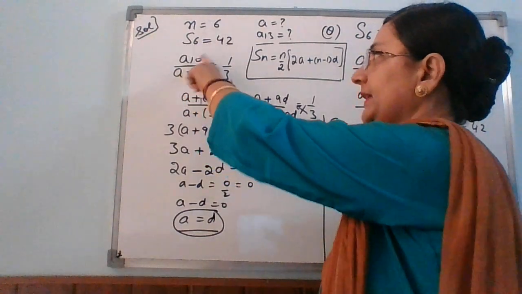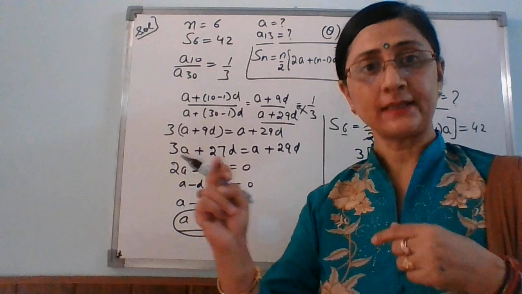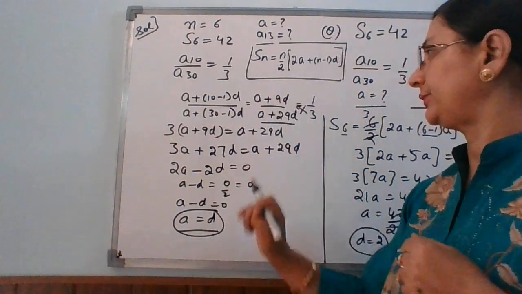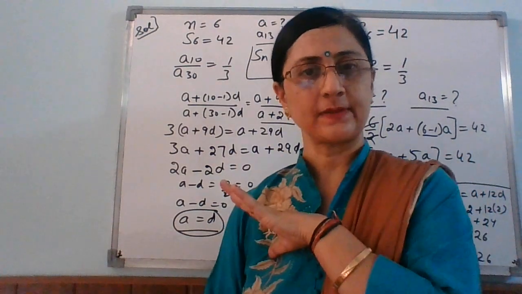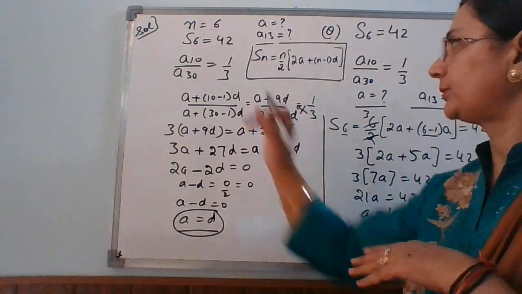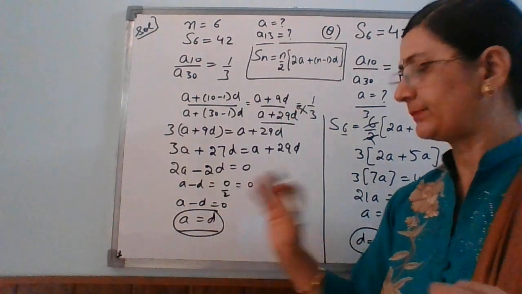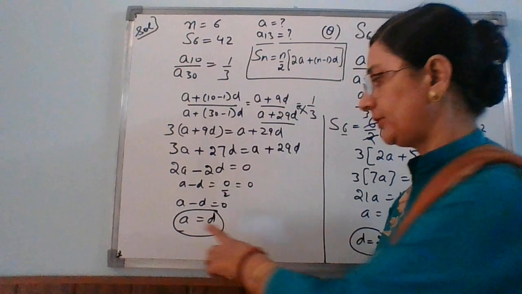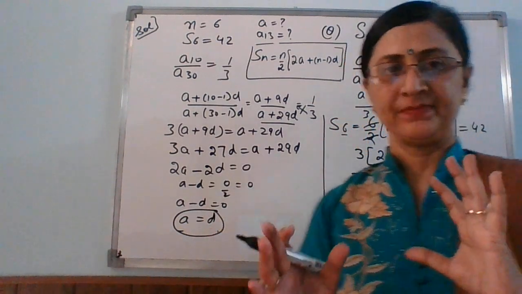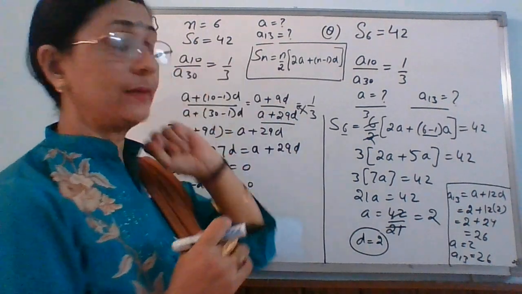इस रेशियो से. a10 फॉर्मूला लगा दो लास्ट टर्म का. a10 कैसे लिखते हैं? a plus 10 minus 1 d, जो कि a plus 9d होता है. So the 30th term is a plus 29d क्योंकि 30 minus 1 is 29. उसको 1/3 के इक्वल डालो because the ratio has been given. Just cross multiply and come to some conclusion. Conclusion was that a is equal to d. a और d आपका दोनों का same है. So we'll be using this a is equal to d in the sum क्योंकि sum भी आपको दिया हुआ है.